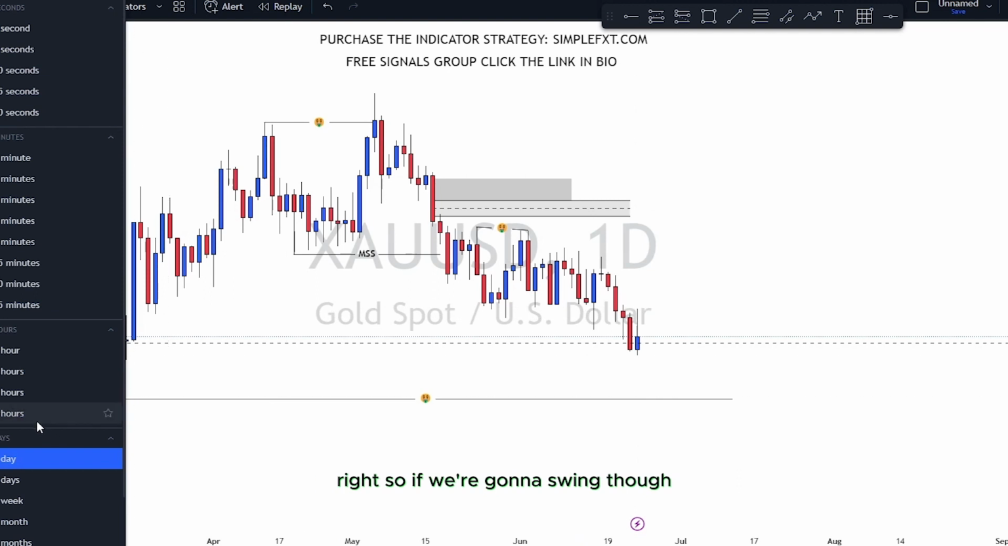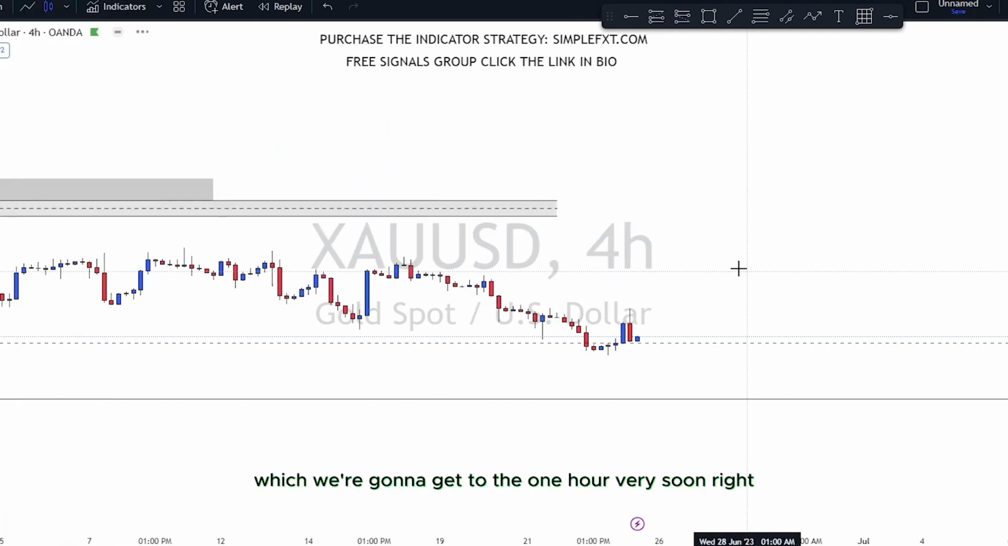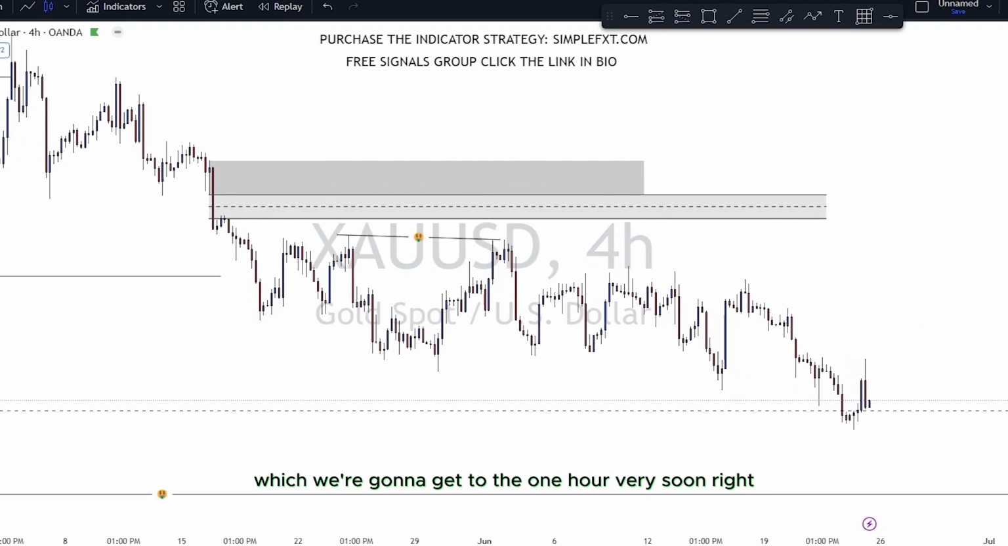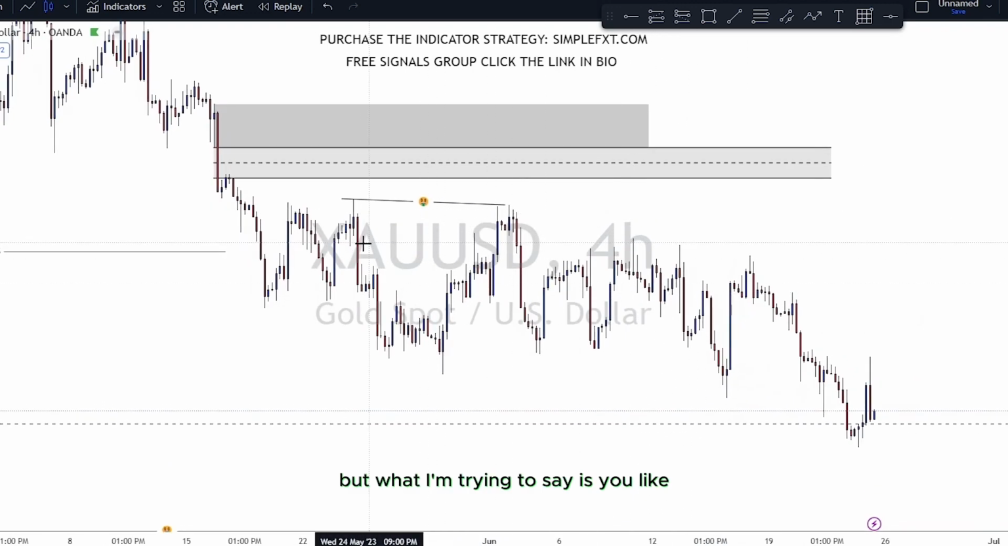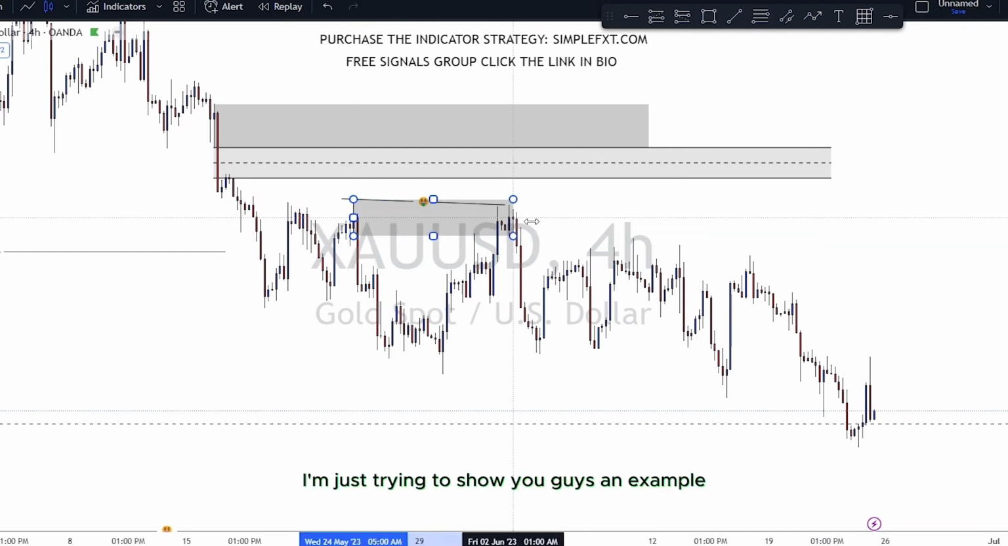So if we're gonna swing though, like obviously I said before, we wouldn't swing from the daily because it's gonna take a while. You do probably the 4 hour or the 1 hour, which we're gonna get to the 1 hour very soon, right? But what I'm trying to say is, for example, here on the 4 hour time frame, I'm just trying to show you guys an example.